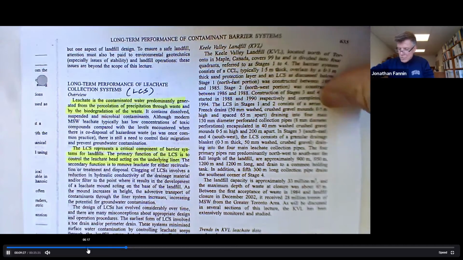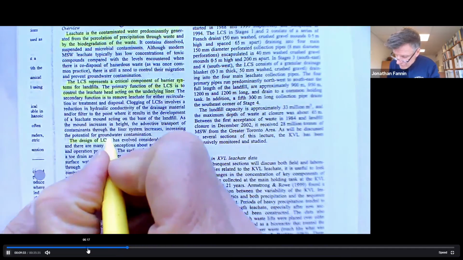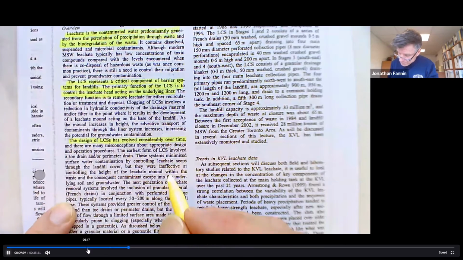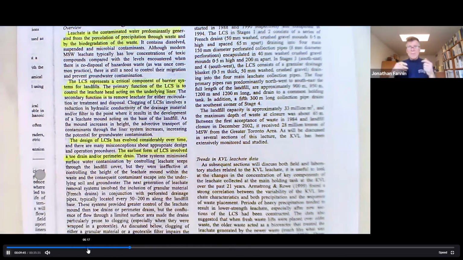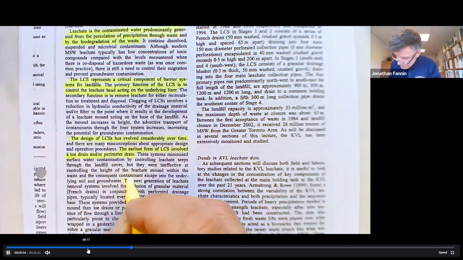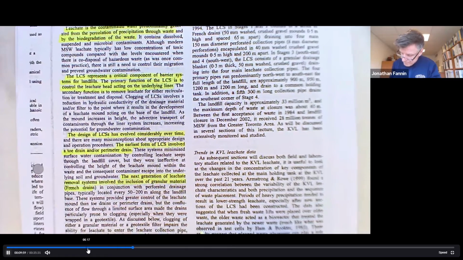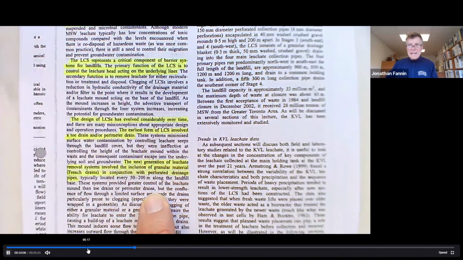And he speaks to the evolution. The design has evolved considerably over time. Okay, the earliest form was a toe drain and/or perimeter drain. So you know, it's almost the culture of slopes coming in here, right? The next generation of leachate drainage systems was French drains in conjunction with pipes. Okay, and everything is to try and control the standing level.